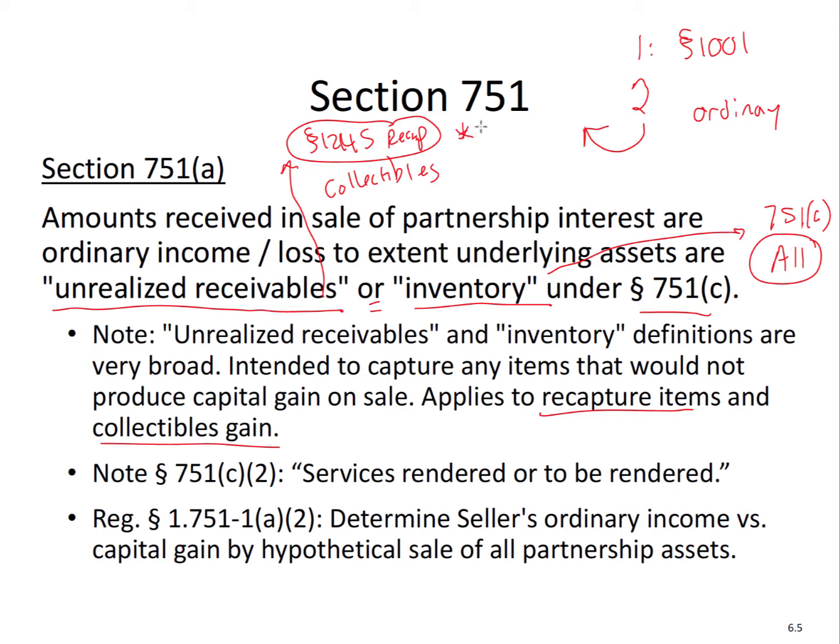Definitely pay attention to 1245 recapture. The portion that's 1245 recapture will get hit with this ordinary treatment. So the last step, once you calculate the ordinary portion, again, is to take number 1 minus number 2, and again, under section 741, that portion will be capital gain or loss.